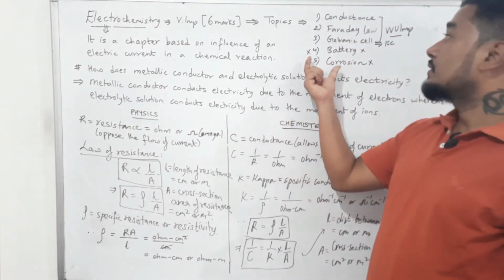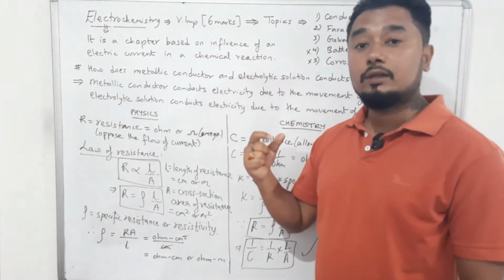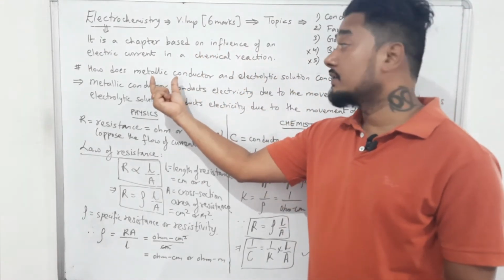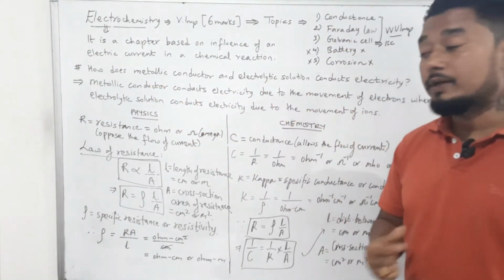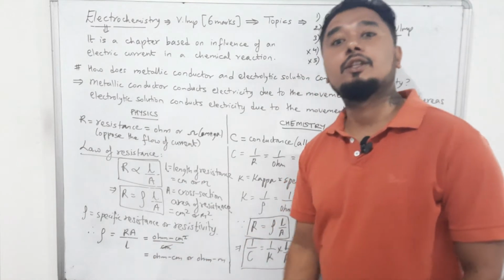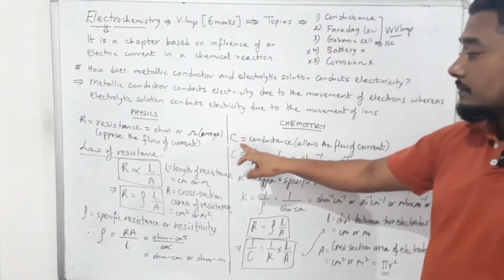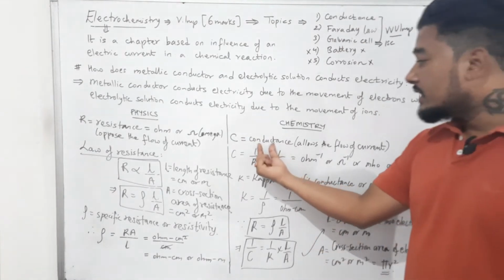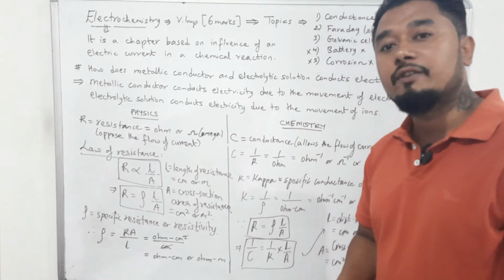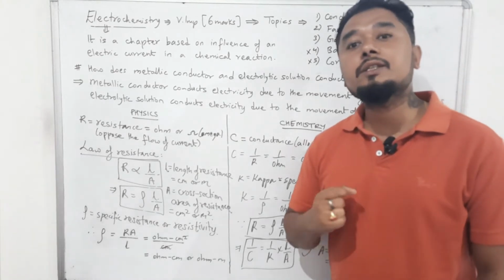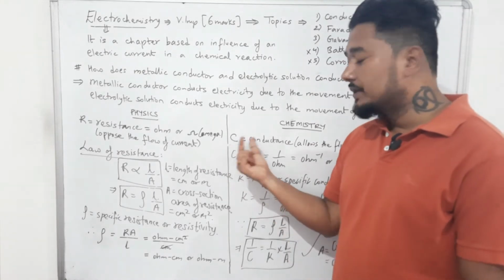So I hope you understood the topics to be learned under this chapter. What the chapter is based on, and what is the difference of conductivity between metallic conductors and electrolytic solution, I explained to you, and I taught you a little bit about physics. Now we come to the chemistry portion, and what we are going to learn is conductance. So the conductance symbol you can give as C. In the CBSE book it is given by G, but here we go with C.